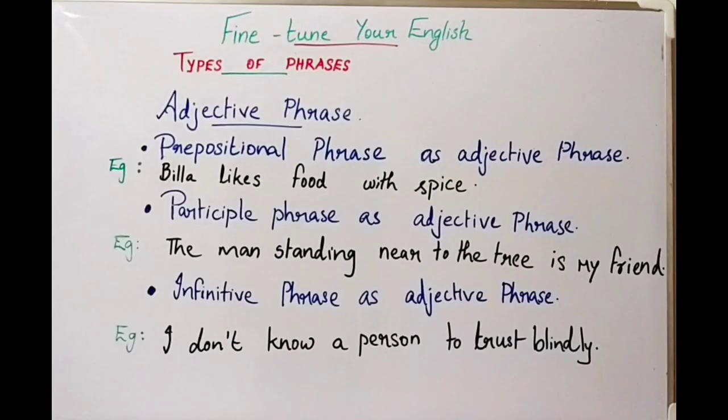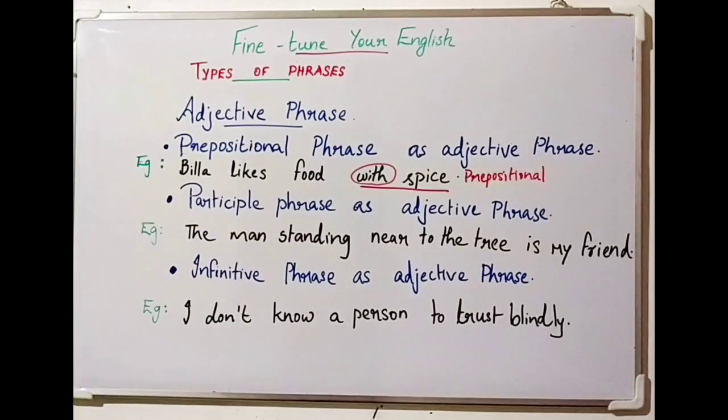See in which all ways we can write an adjective phrase is given here. Sometimes a prepositional phrase can be an adjective phrase. Sometimes a participle phrase can be an adjective phrase. And an infinitive phrase also can be an adjective phrase. Okay, let's discuss this point with the help of the examples given here. First one, a prepositional phrase acts as an adjective phrase.